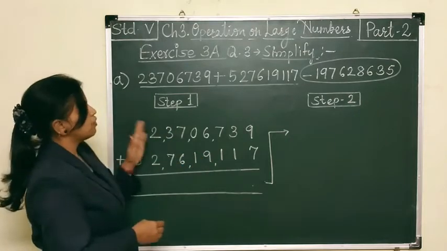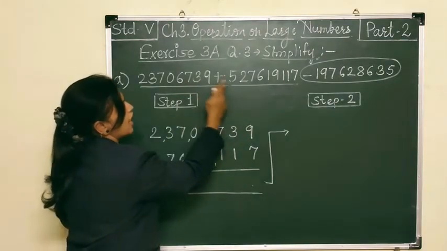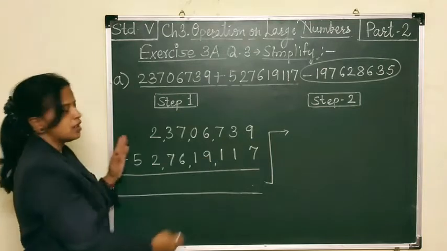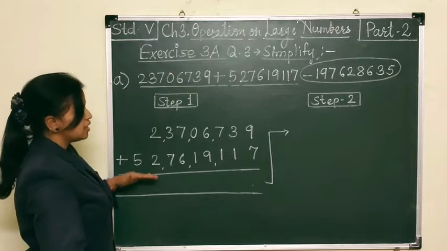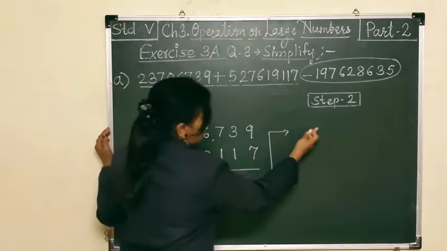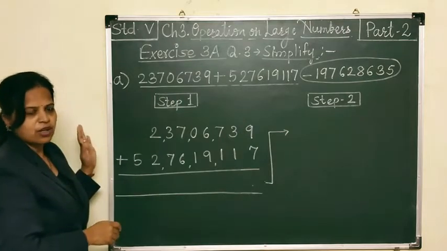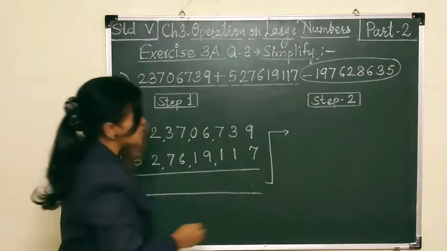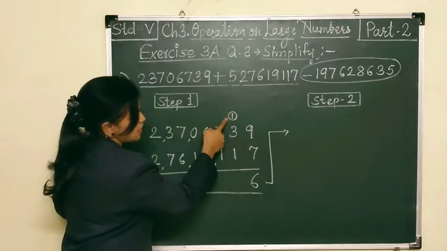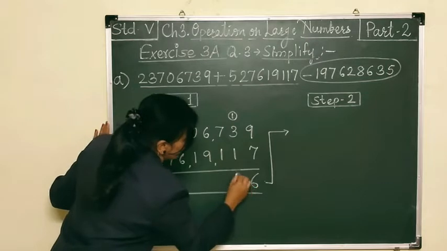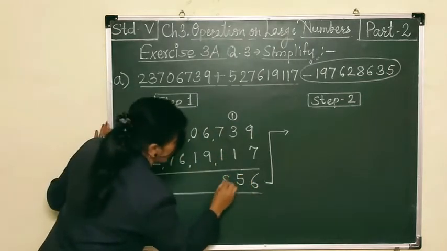As I told you, there is a plus sign between the first two numbers, so we will add these two numbers together. After doing the addition, we will get the sum. This sum we have to take up here, and from that sum we have to subtract the third number. Do you understand how to do it? Now see here, 9 plus 7, 16. 1 will be carried over. 3 plus 1, 4. 4 plus 1, 5. 4 plus 1, 5. 7 plus 1, 8.